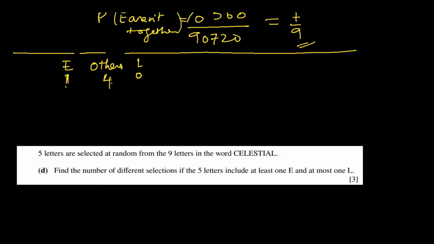So 1 plus 4, 5. Alright. 1, 3 and 1. That is also 5 because at most 1 L we need. Let's go to 2 here and then we need 0 here. So 2 plus 0 is 2 plus 3. 2 here, 1 here. So we can have 2.